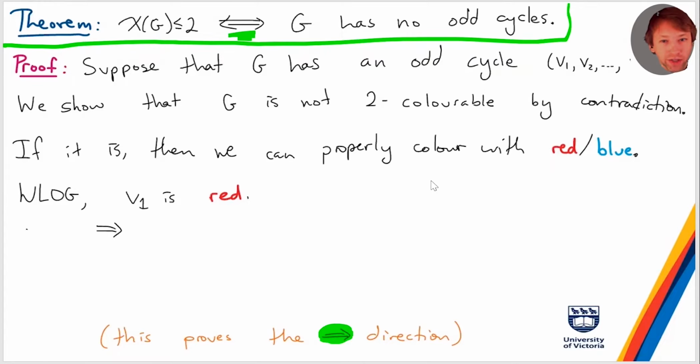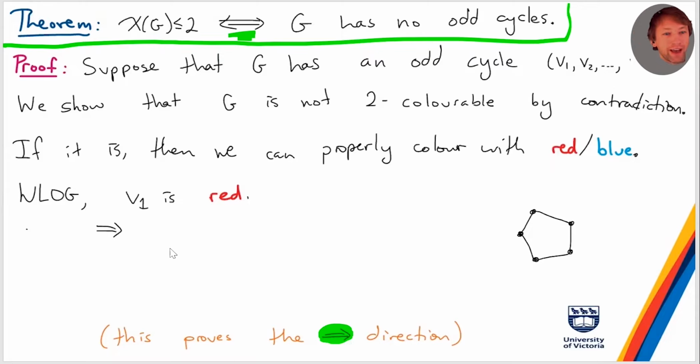So can anyone see what's going to happen here? I take an odd cycle V1, V2 up to V_{2k+1}. For example, let's say a cycle of length 5. So why can't I color G with two colors? It's obviously going to have something to do with the odd cycle. Let's just think about the 5 cycle. Any thoughts? Why can't I color this properly with two colors?